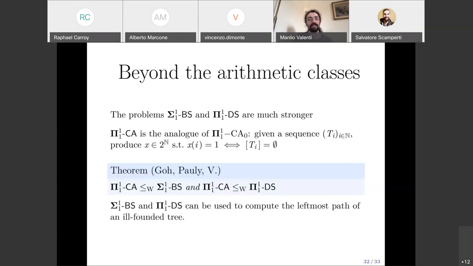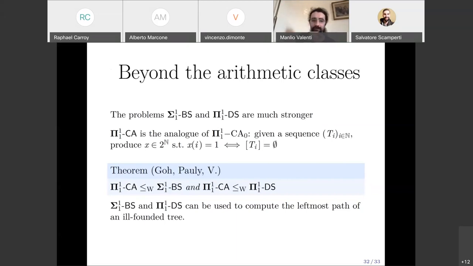So what we showed is that actually both Sigma 1-1-DS and Pi 1-1-DS are able to compute this Pi 1-1 comprehension problem. In fact, what we showed is that we can use both of them to compute the leftmost path of an ill-founded tree. This is well known to be one of the analogs of Pi 1-1 comprehension, especially in reverse math. But also, from the point of view of our reducibility, there's not really much of a difference.